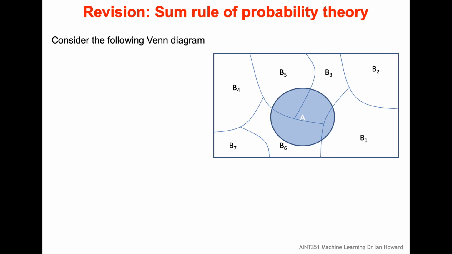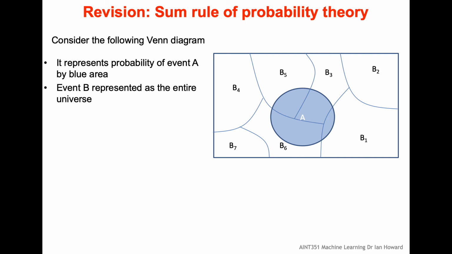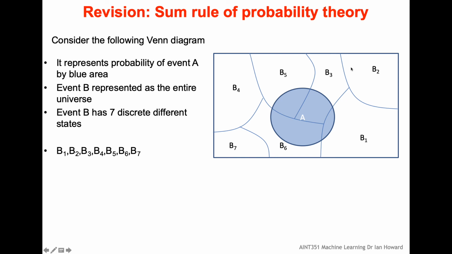So let's think about now some rules for probability, and we're going to lead in here to something called marginalization, which is how to get rid of one of the variables in a probability distribution by adding up or integrating it out. So let's first of all look at this, and we can see that the area of A represents its probability, and that's going to be the blue area. We've also got this event B, which has 7 particular discrete states to it. In fact, you could consider it to be 7 discrete events. So we've got these 7 regions, but some of them overlap with A.